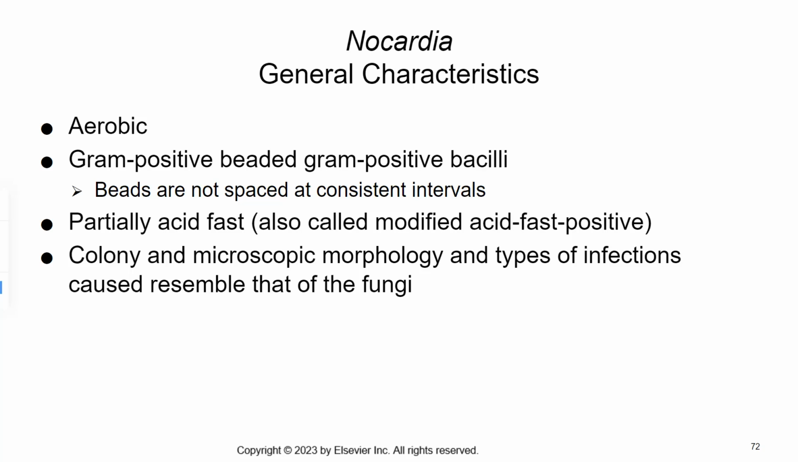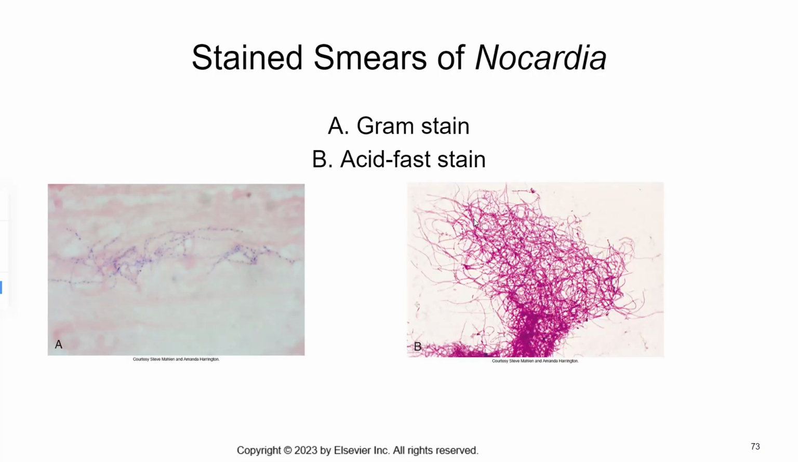Non-spore forming branching aerobic actinomycetes. So Nocardia are aerobic gram-positive beaded gram-positive bacilli. Beads are not spaced in consistent intervals. Partially acid-fast, also called modified acid-fast positive. Colony and microscopic morphology and types of infections caused resemble that of fungi. So this is what it looks like, and if you've ever seen fungi under a microscope, this is what fungi looks like. So oftentimes if we see this, we think that it's a fungal infection.